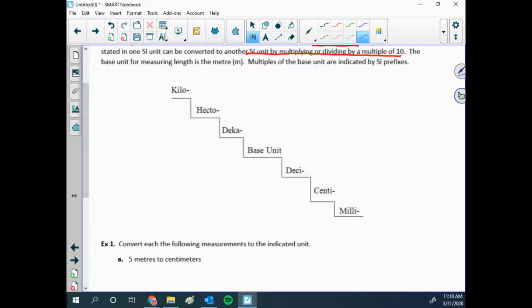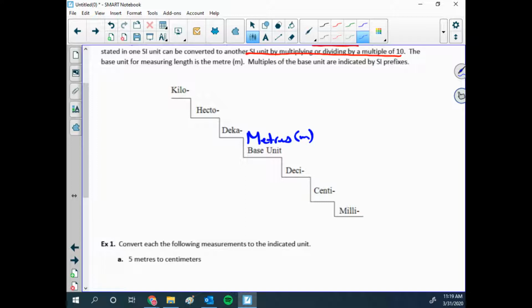Now, in this portion right here, we are focused on length conversions. So our base unit that we're going to be looking at is meters, which we would represent as just that, M, right? But the SI system isn't just used for meters. It's a prefix system, which can be used with all sorts of different units.